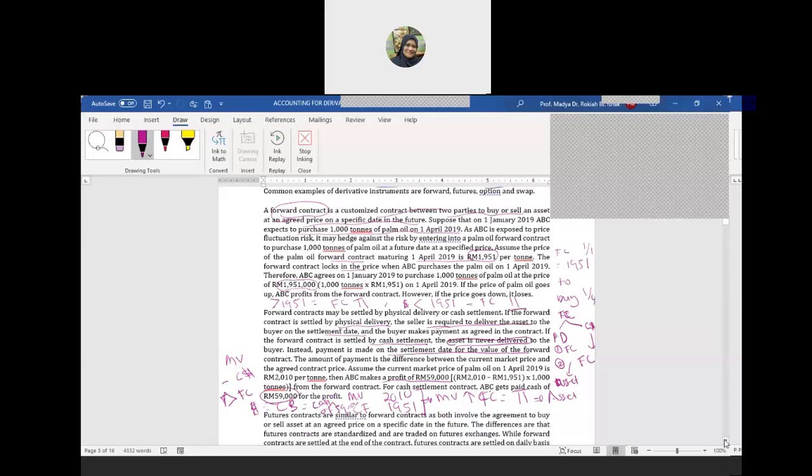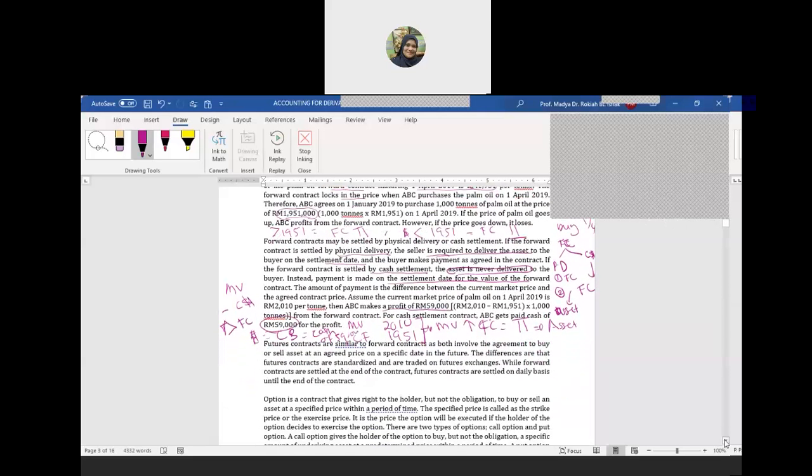And then the next one, you have a futures contract. A futures contract is similar to a forward contract as both involve agreements to buy or to sell an asset at an agreed price on a specific date in the future. The differences are that futures contracts are standardized and traded on a futures exchange, while forward contracts are traded over the counter and settled at the end of the contract. Futures contracts are settled on a daily basis until the end of the contract.